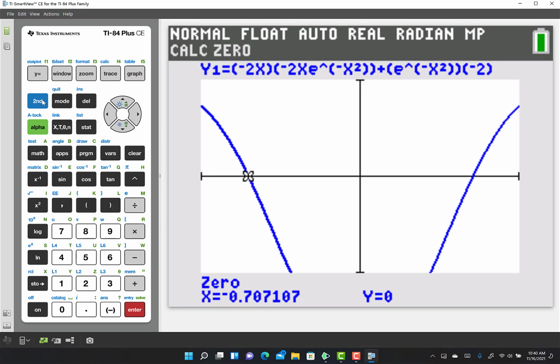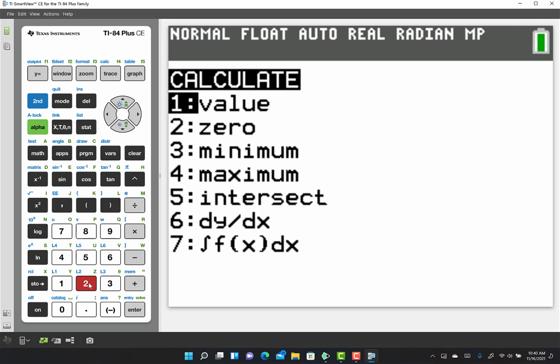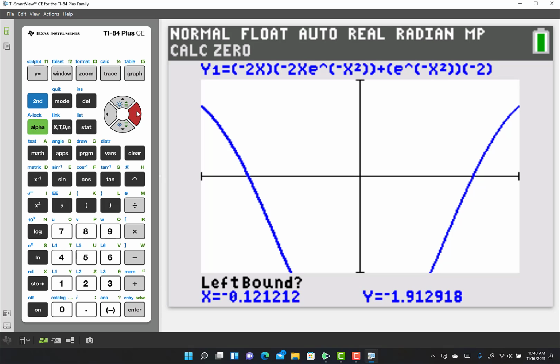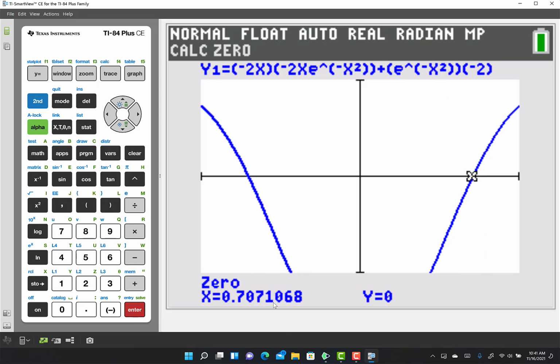It tells you. Check it out. Second, calculate, number 2. Initially, well, now I have it here, but it tells you where it starts, like where it's at. So now I know it's over there. I want to find the other one. So I'm going to go left bound. You can also type in a number. There I am, left bound there. Right bound, I'm going to go past it. Right there is good enough. Guess, 0.707. It's symmetric because it's an even function. I just pushed enter to look between the left and the right. Left bound to the left, right bound to the right. Cool or not cool?